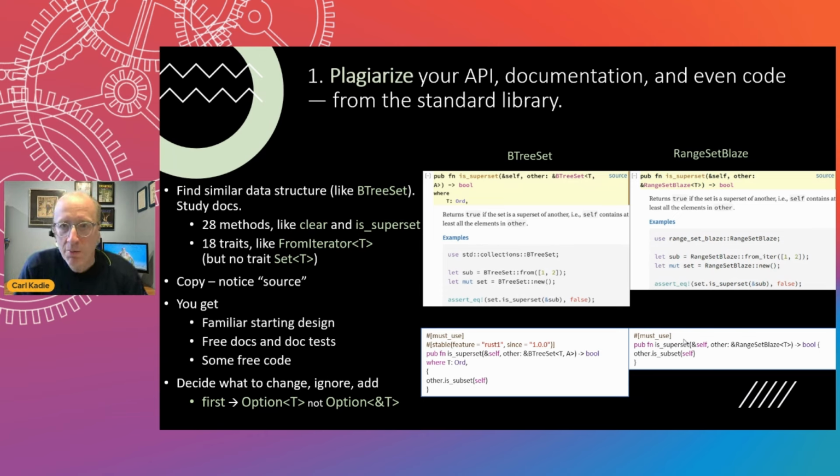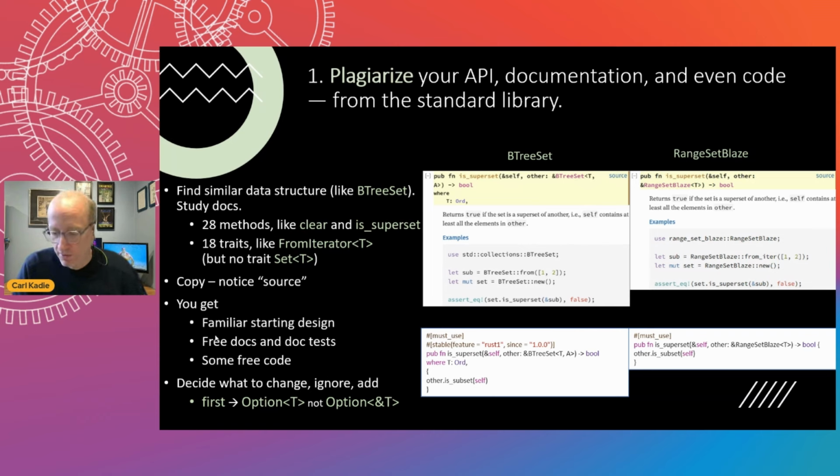One caveat is you don't want to plagiarize everything. Presumably, there's some reason that your data structure is different than the standard data structure, or you wouldn't be doing it. So, for example, B-tree set has a method called first that, if the set is empty, returns none, and if it's not empty, returns the sorted first element of the set, except it returns a reference to that first element. Because range set blaze only holds integers, I made my version of first return the actual value and not just a reference to a value, because that seemed more performant and appropriate for integers.